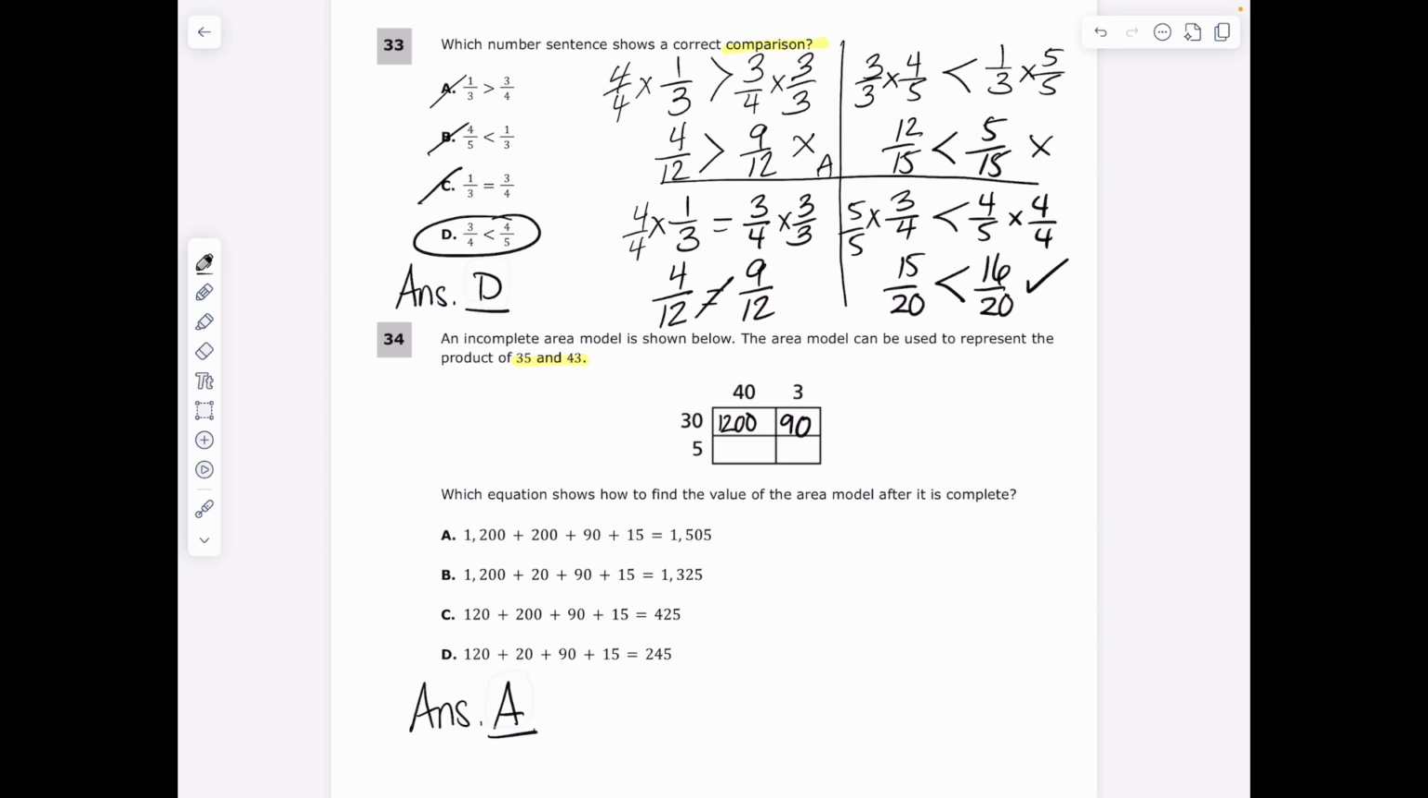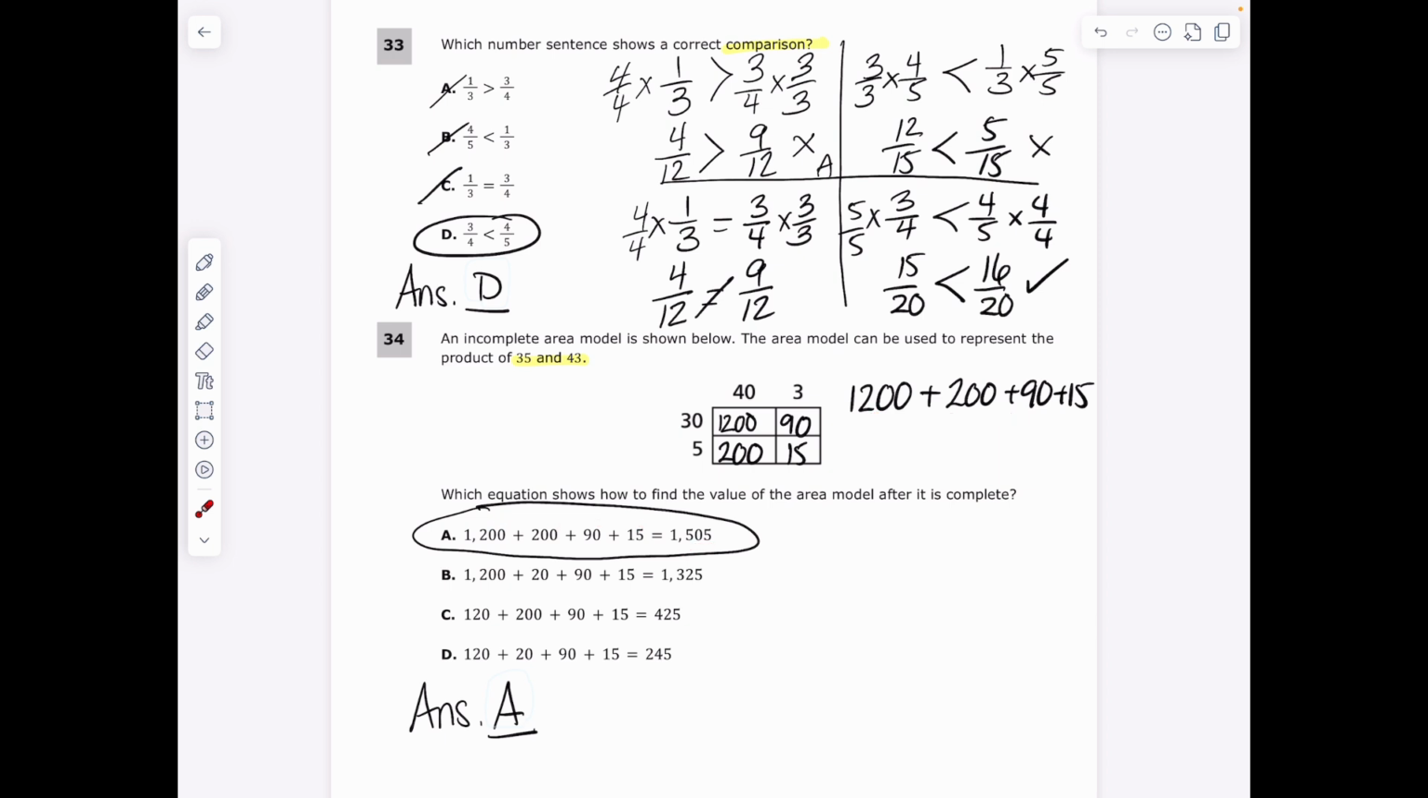40 times 5 is 200. And 5 times 3 is 15. So I know I'm adding these numbers: 1200 plus 200 plus 90 plus 15. Just the numbers in the boxes. And the only one that matches is this one over here, which has the exact same numbers: 1200, 200, 90, and 15.